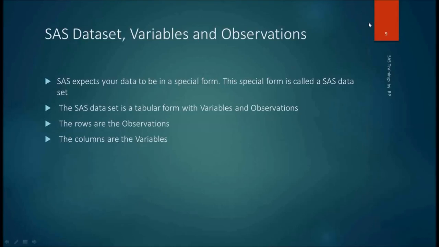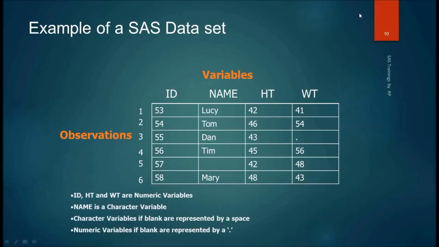Rows are called observations and columns are called variables. If you see the example of a SAS dataset here, we have 4 variables and 6 observations. The 4 variables are ID, name, HT, and weight, presented vertically, and the 6 observations, 1, 2, 3, 4, 5, 6, are presented horizontally.